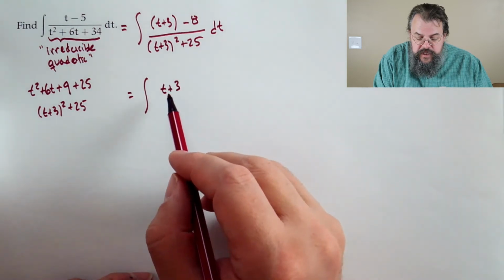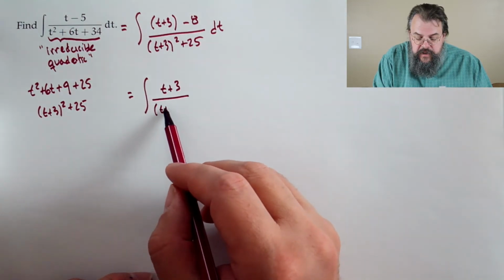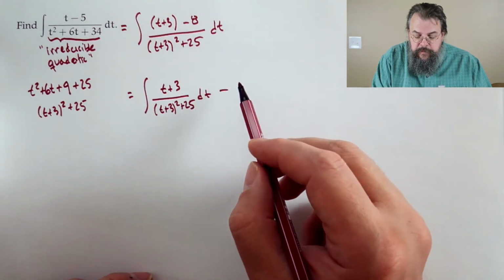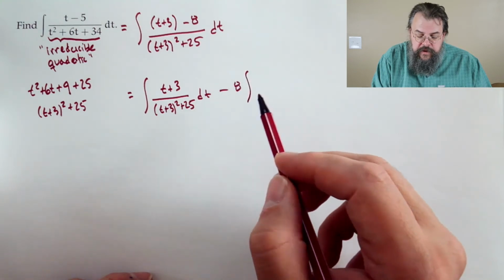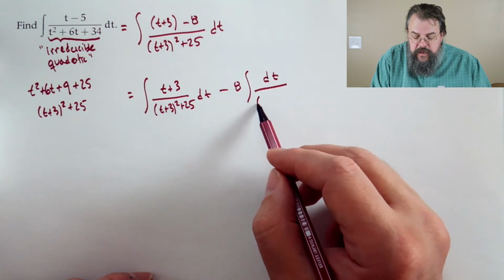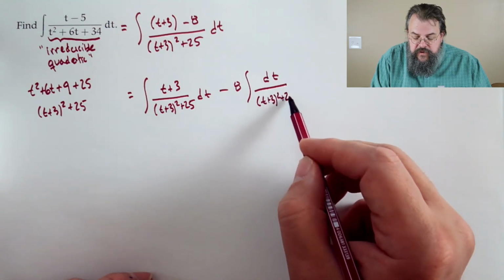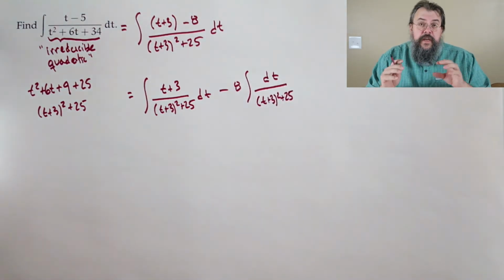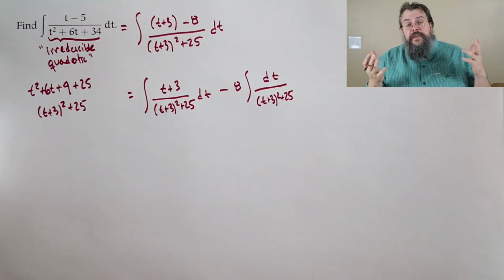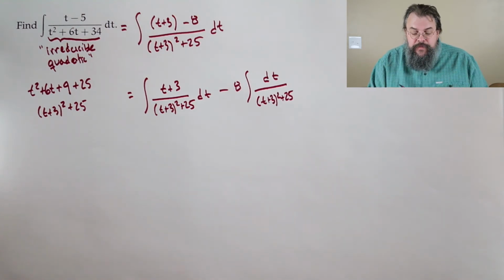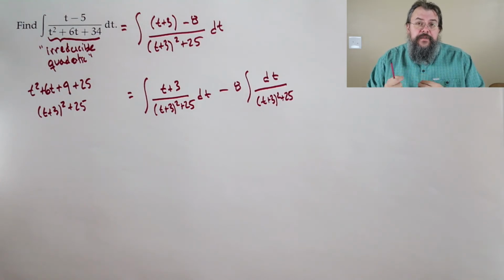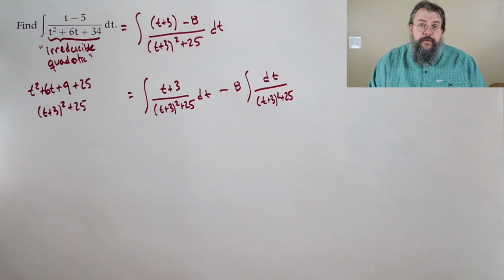I'm allowed to break addition when it's in the numerator. I'll have a t+3 divided by (t+3)^2 + 25, and I'm going to have a minus 8. I'll go ahead and pull out the constant. And then it's going to be dt divided by (t+3)^2 + 25. And for each one of these, I can think of them individually. Now, I could even also do them collectively, but I just want to point out that individually, it's a slightly different tool in terms of making it work as well as you can.